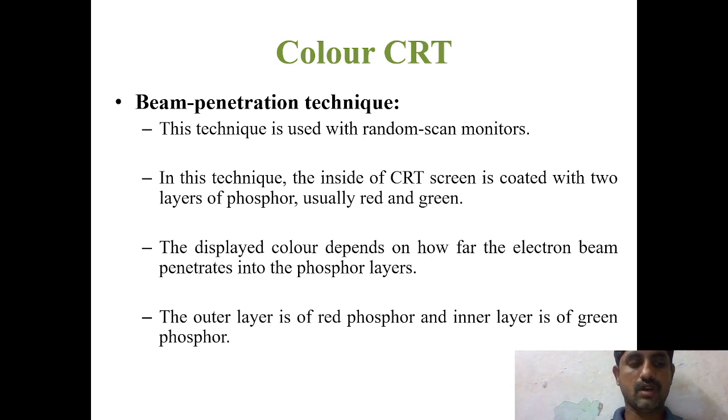Whenever the electron beam is moved into a particular phosphor layer, the speed of the beam defines the different colors produced. The outer layer is red phosphor and the inner layer is green phosphor. So we have two phosphor layers: the outer layer is red and the inner layer is green. Beams assigned to a particular phosphor layer display different colors.